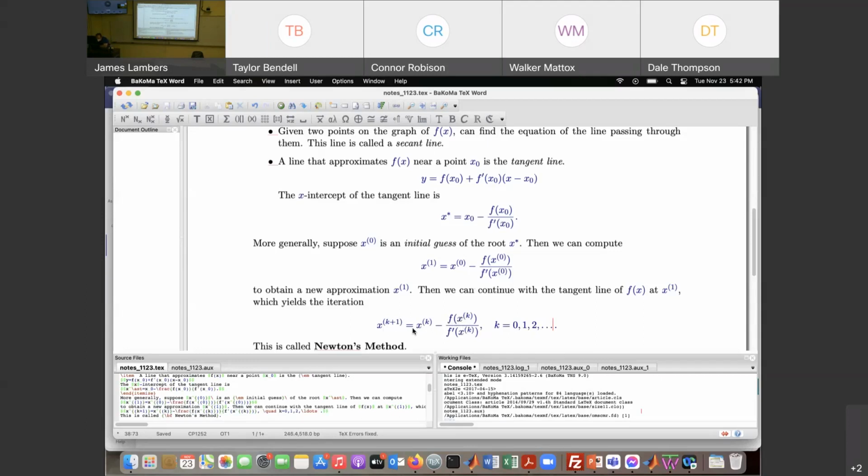So this is the main step of what is known as Newton's method, also known as the Newton-Raphson method. Apparently, poor Raphson has been forgotten.